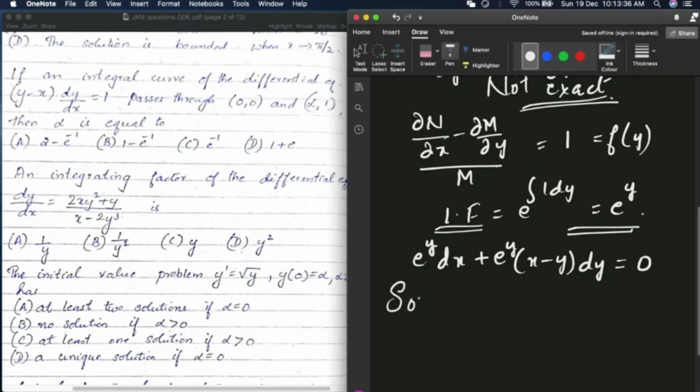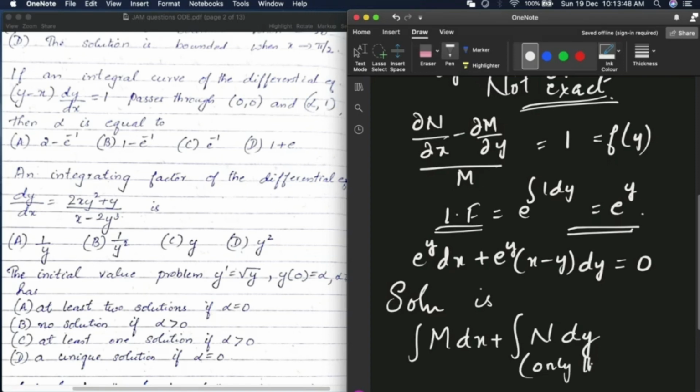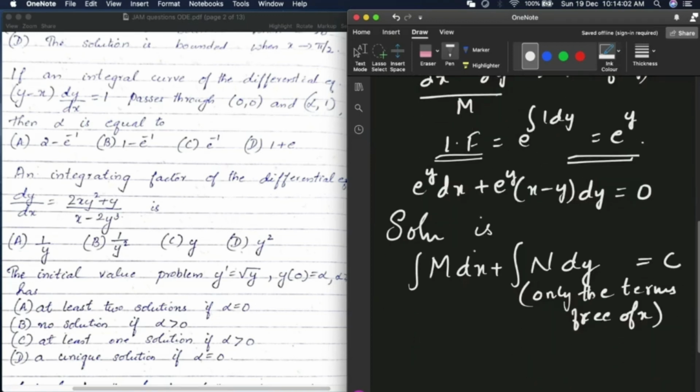Just for this problem, I'm writing the solution of an exact differential equation. Solution is given as integral m dx plus integral n dy. In that you have to consider only the terms free of x. From n, you have to take only the terms which are free of x, which is equal to c. This will be the solution. So this is my equation now. This is my m, this is my n. From n, you have to take only those terms which do not contain x.